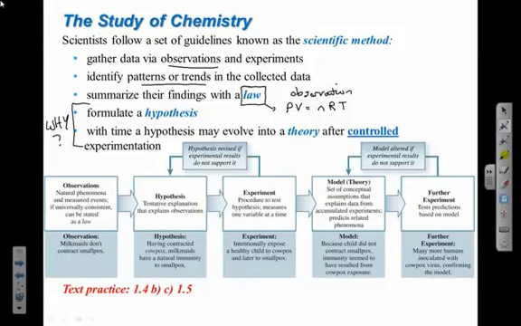So maybe my hypothesis describes something I really can't see. So with a hypothesis or a theory, I have a description or a model that explains something I can't see.